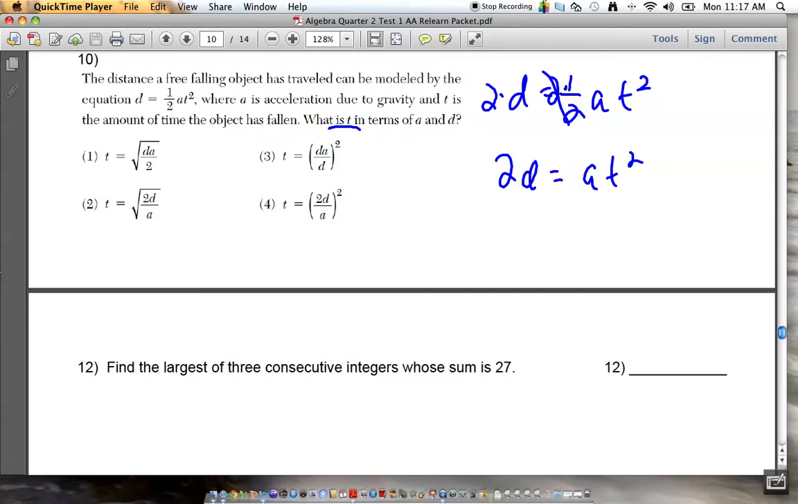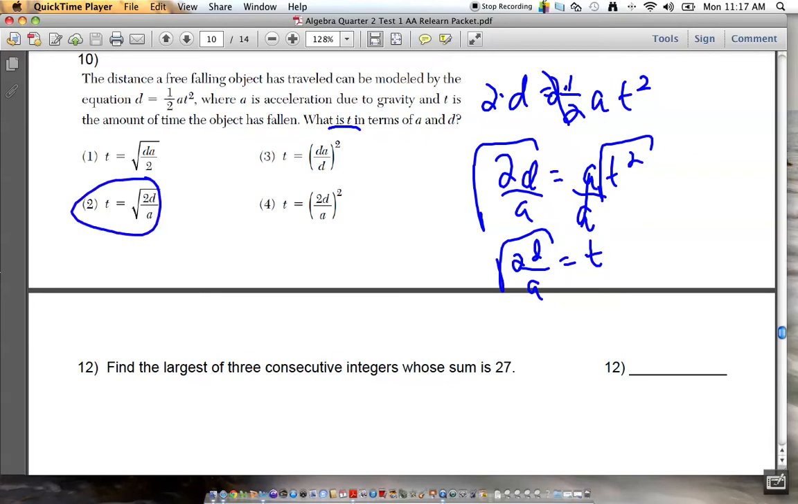I still don't have t by itself. I now need to divide by a. I remember being pleasantly surprised by how well kids did on the test with this question. So now I have t squared equals 2d over a, and now the inverse or opposite operation of squaring is to square root. So I square root both sides, and I get the square root of 2d over a equals, now the square root of t squared is just t. They undo each other like multiplying and dividing by 5 or 2 would do. So t equals the square root of 2d over a, and the square root of 2d over a is choice 2.